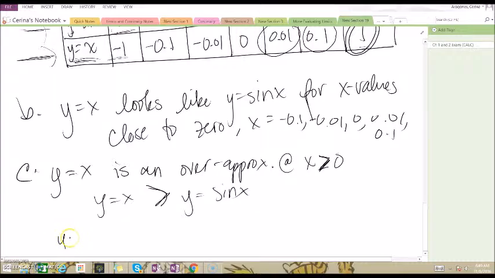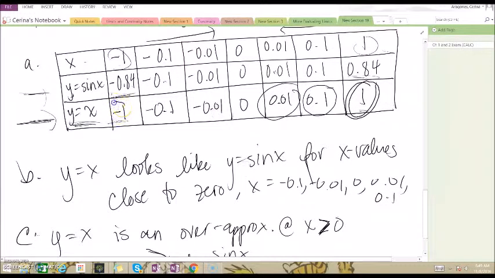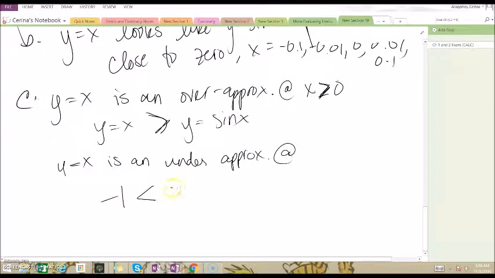When y equals x is an under approximation, as you can see, y equals x is clearly smaller. It's a bigger negative number than the one for sine of x. Many of you confuse this. -1 is smaller than -0.84. It's a bigger negative, so it's smaller. So y equals x is actually an under approximation for values less than 0.